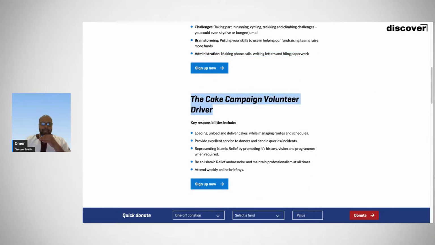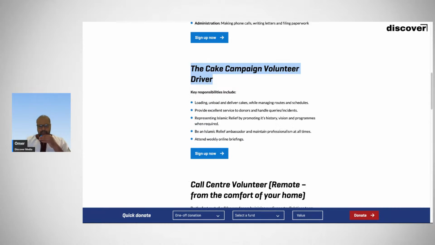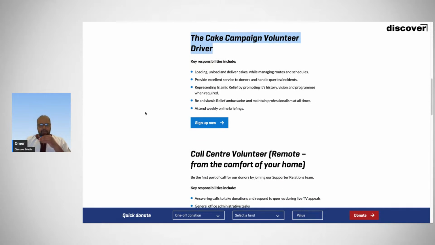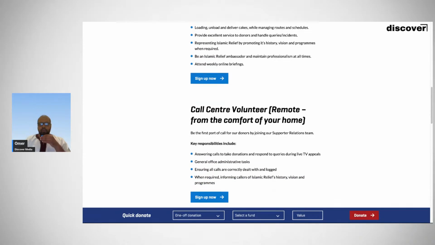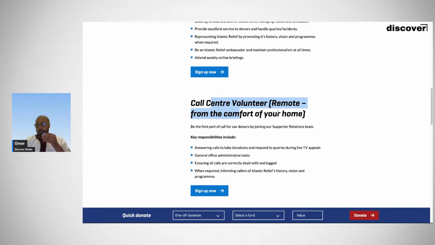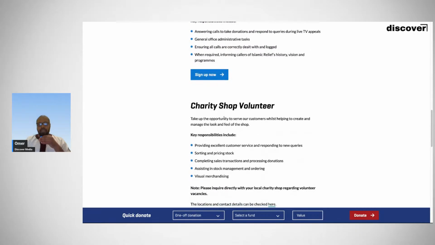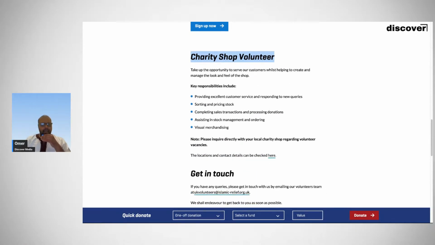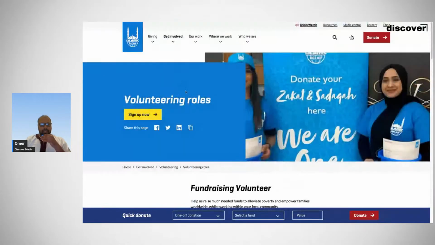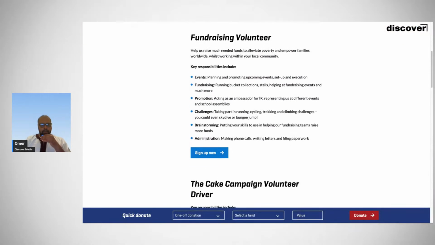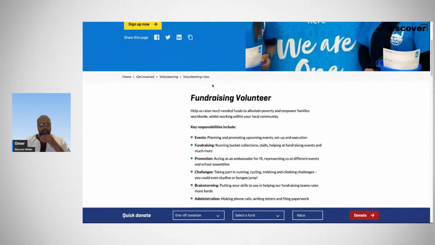Cake campaign as well. So cake campaign, you've got that in Islamic Relief, you've got that in One Ummah, you've got that in One Nation. I'm just mentioning Muslim organizations because I do have a bit of insight in terms of what they do and when. Also volunteering for call centers, so you can work from home, or volunteer remotely. They've got charity shop. They've got one that I've seen in Birmingham, and so on. I did pick something up here, which was the cake campaign.